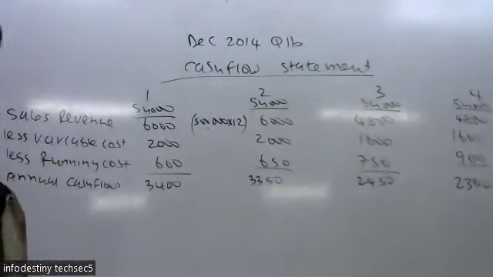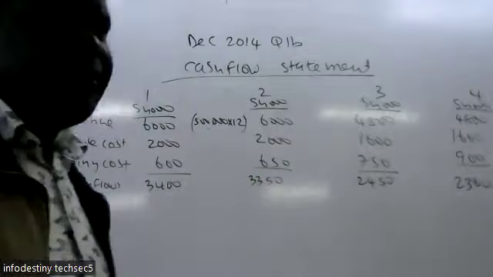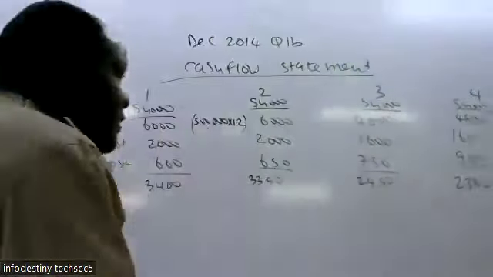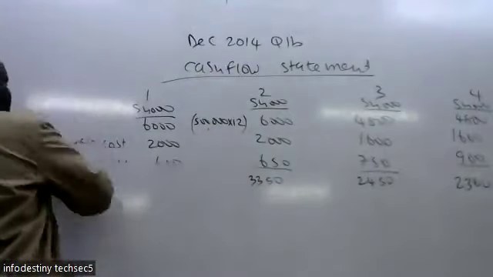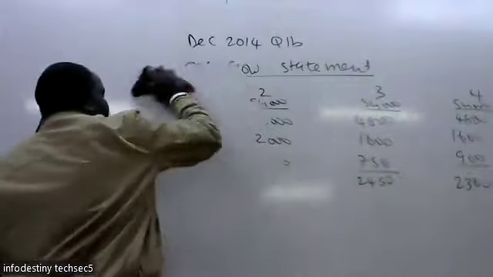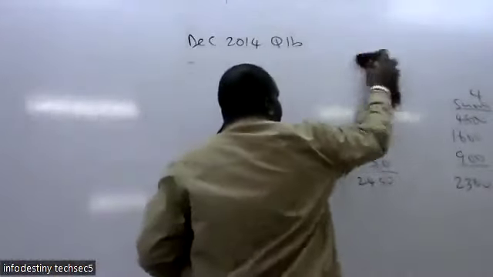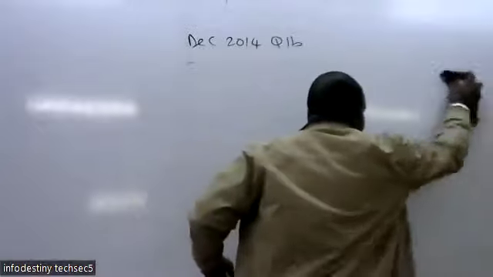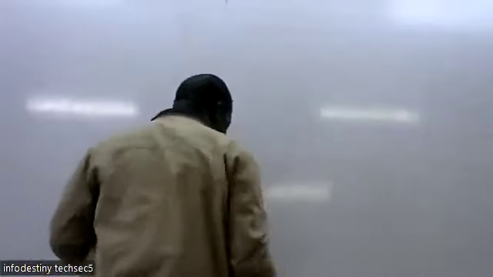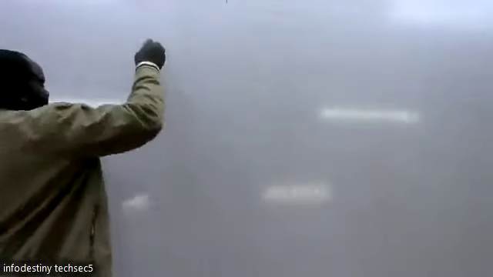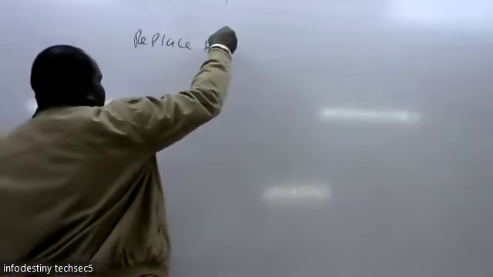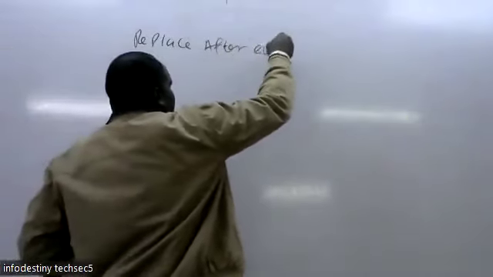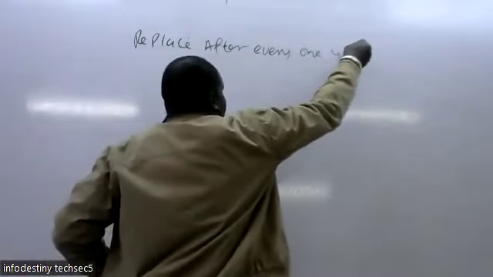So we now start with replace after every 1 year. Let us now check when we replace after every 1 year, 2 years, 3 years, or 4 years. When we replace, we are using the equivalent annual annuity method, and there are basically two steps. So we start with replace after 1 year.